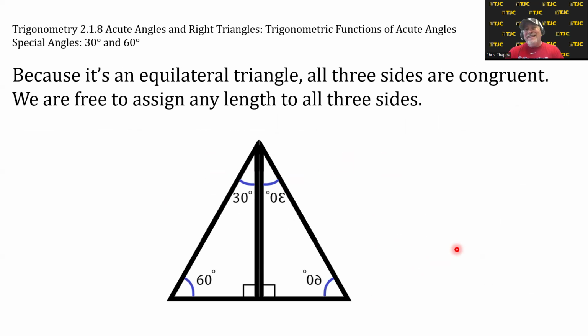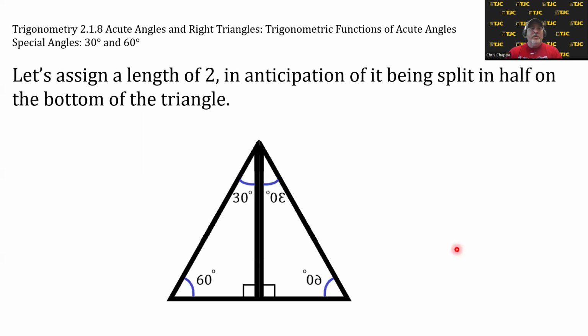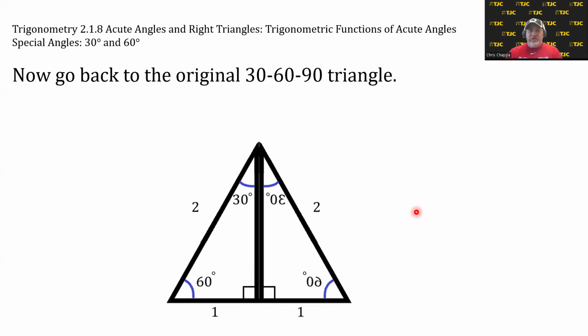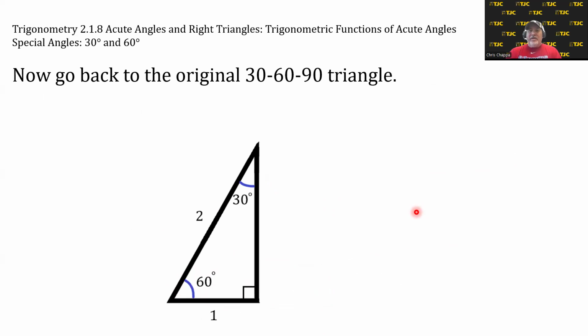Now, because it's an equilateral triangle, all three sides are congruent. We are free to assign any length to all three sides. So we're going to assign a length of 2 in anticipation of it being split in half on the bottom of the triangle. 2 on the left, 2 on the right, and split in half, 1 and 1 on the bottom.